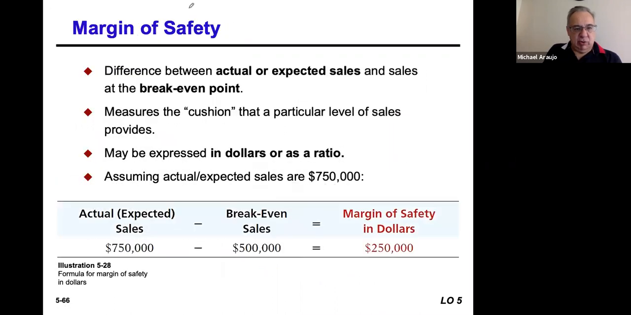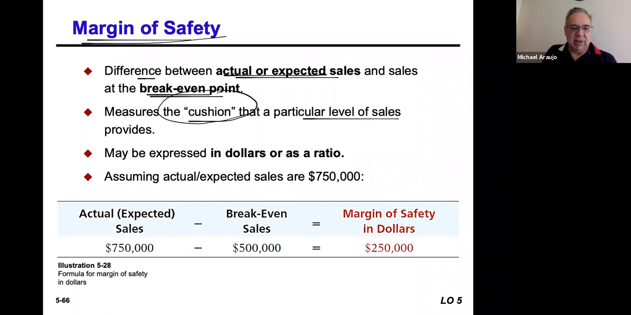Okay, so let's go to the next topic here, which is called the margin of safety. The margin of safety, we also call it a cushion. It's a cushion because at a certain level of sales, we have somewhat of a guaranteed profit. And so margin of safety is the difference between the actual or expected sales and the sales at the break-even point. So that difference is the margin of safety. We also call it a cushion.